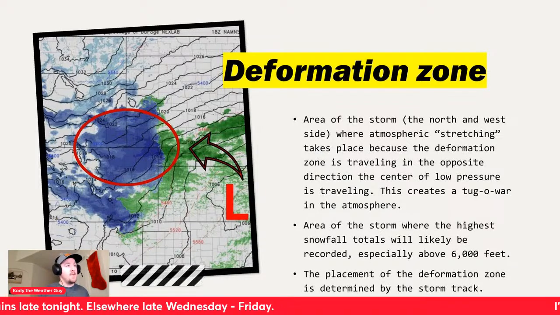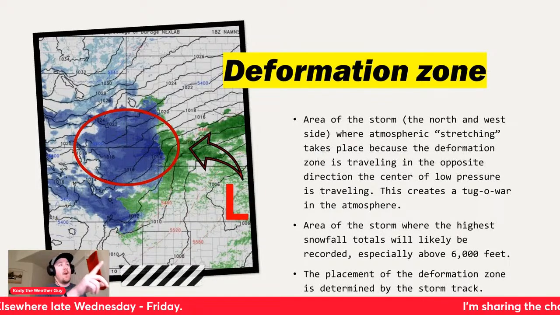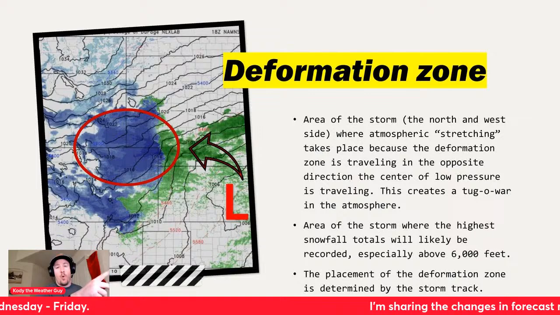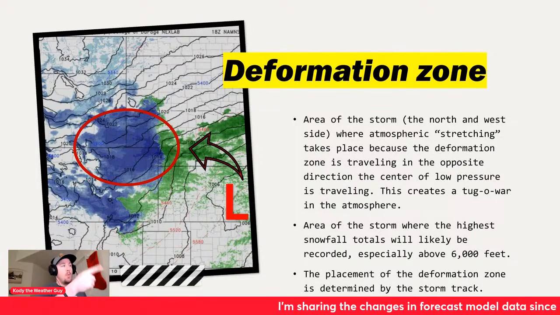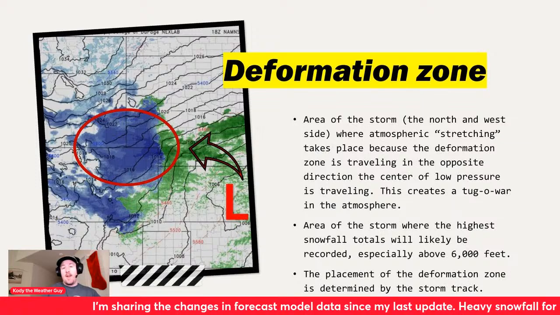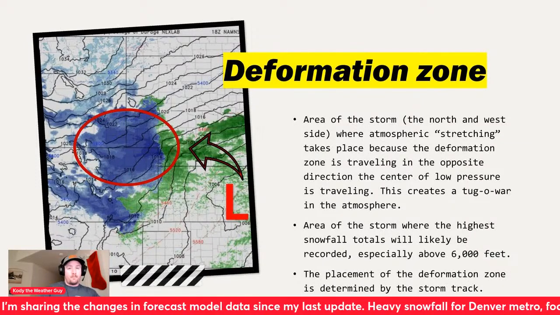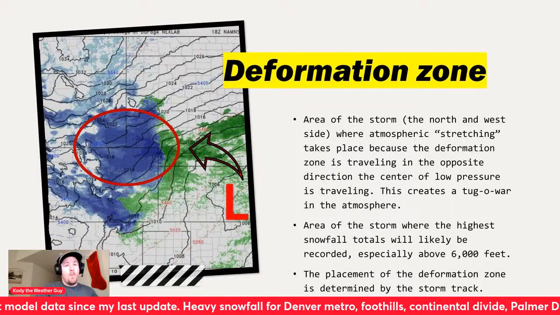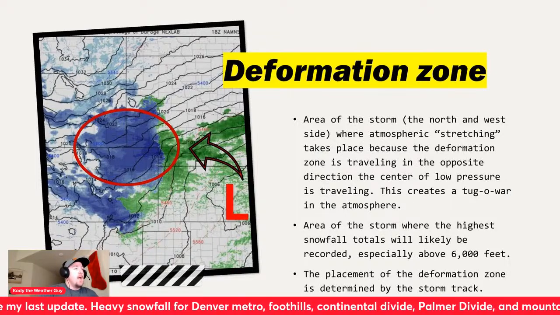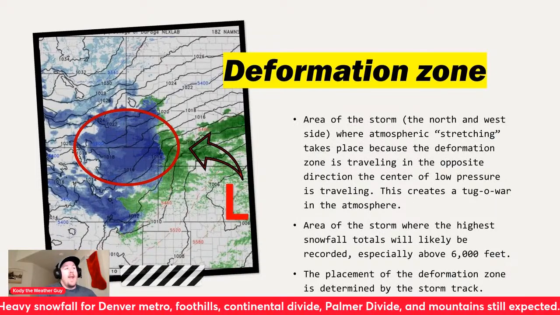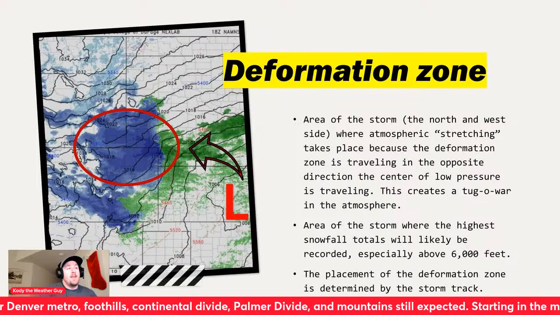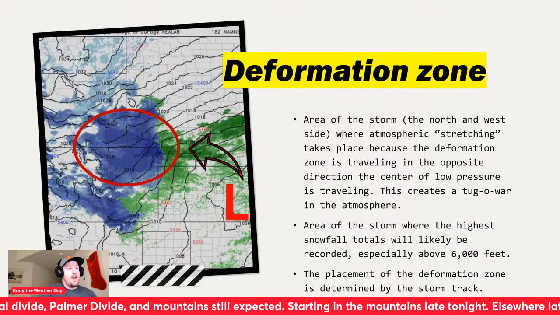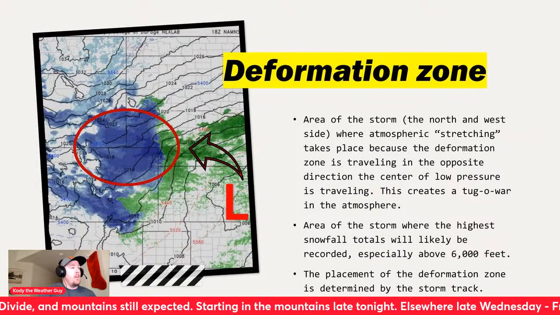on weather forecasts, okay? So we need to pay very, very close attention over the next 24 to 30 hours to where exactly the deformation zone sets up, because whoever is underneath it, you're going to need a few corgis to measure some of that snow. Areas of the storm where the highest snowfall totals are going to take place are underneath that deformation, especially above 6,000 feet. And then obviously I talked about the placement.